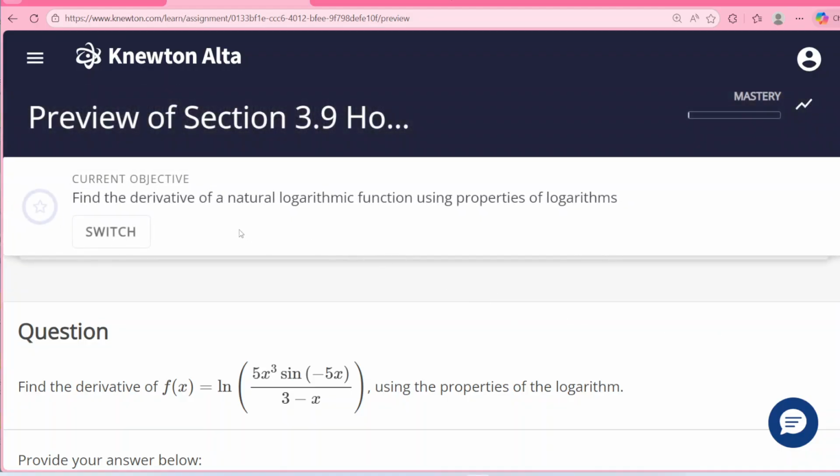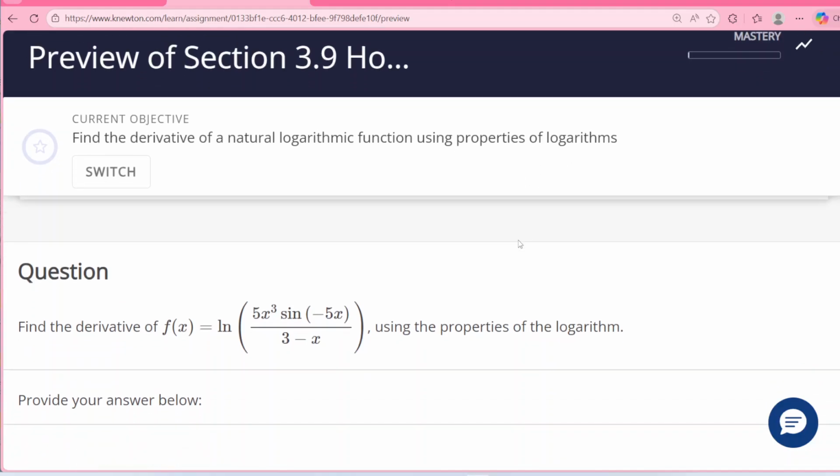All right, so now we're switched over to find the derivative of a natural logarithmic function using properties of logarithms. So again, remember properties of logarithms. This isn't a pre-calc class, all right? So I'm assuming you remember that the log of a fraction, you take the log of the numerator minus the log of the denominator, right? That was the quotient rule.